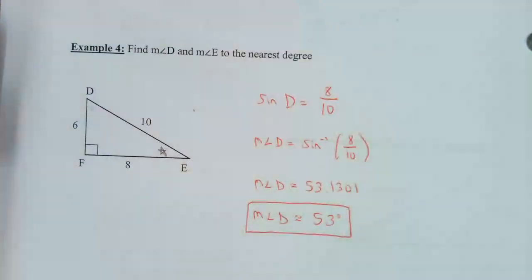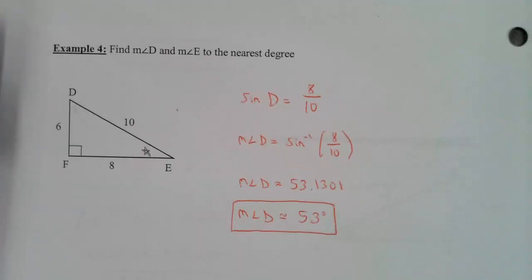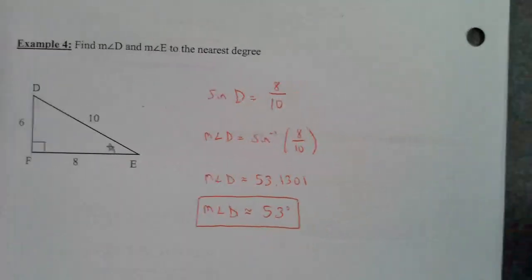Now, you should know what this is very quickly, because all the angles in a triangle add up to 180. So if you take 180 and you subtract out 90 for the right angle, and you subtract out 53, because we just got 53 for angle D, then you should know the answer is going to be 37 degrees. But I want you to do it out anyway, just to be sure, because if you got D wrong, then you're going to get E wrong automatically. Let's do our angle E anyway.